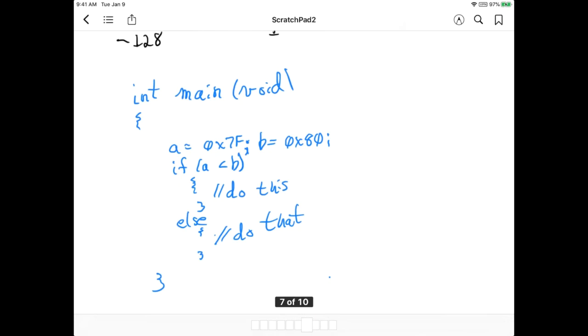Let's just see a show of hands. How many think that 7F is less than 80? Nobody's putting up their hand yet. How many people think that 7F is not less than 80? See? Yeah, okay. Is 7F less than 80 or 7F greater than 80?